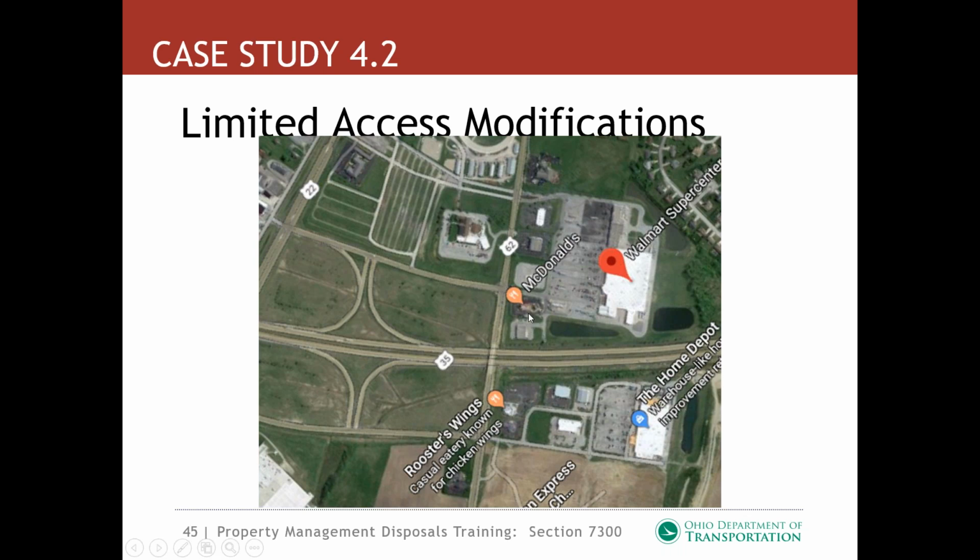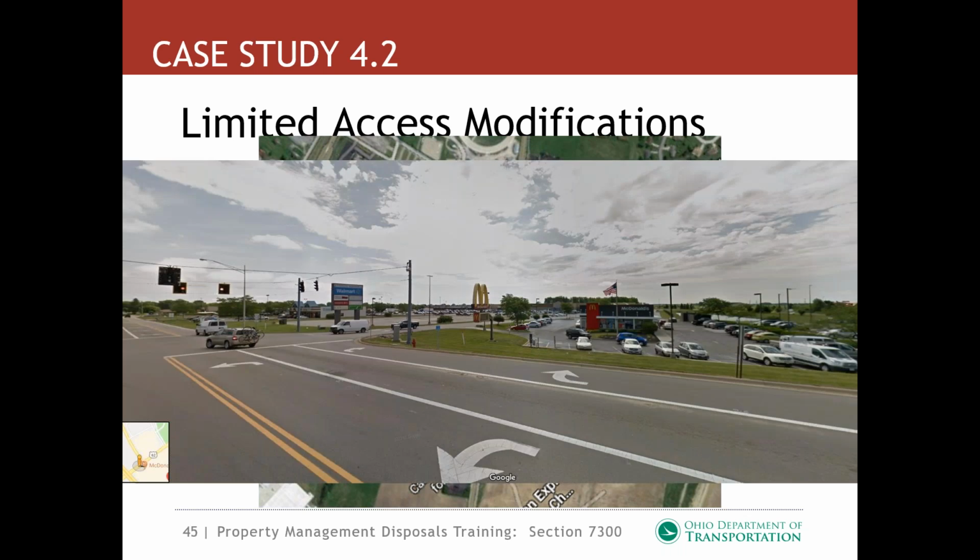This is the Walmart here. There's a McDonald's there. You can also see that Walmart built a drive to the north up in this area, across from the Fairgrounds Drive. This was outside of our limited access right-of-way. This is kind of what it looks like from the roadway. There's the McDonald's, and behind the McDonald's were those access points.